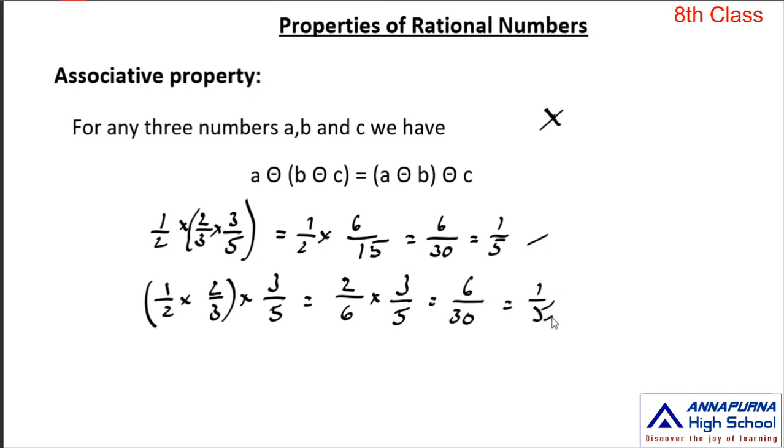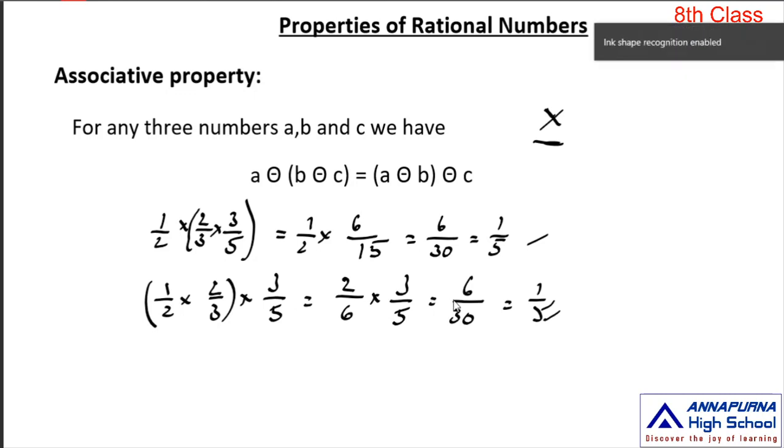Yes, we got the same result. That means the collection of rational numbers satisfies associative property with respect to multiplication operation. Okay, so here I am taking only one example. So in case if you have any doubt, let us take 3 more rational numbers and verify this property, whether it is satisfied or not.